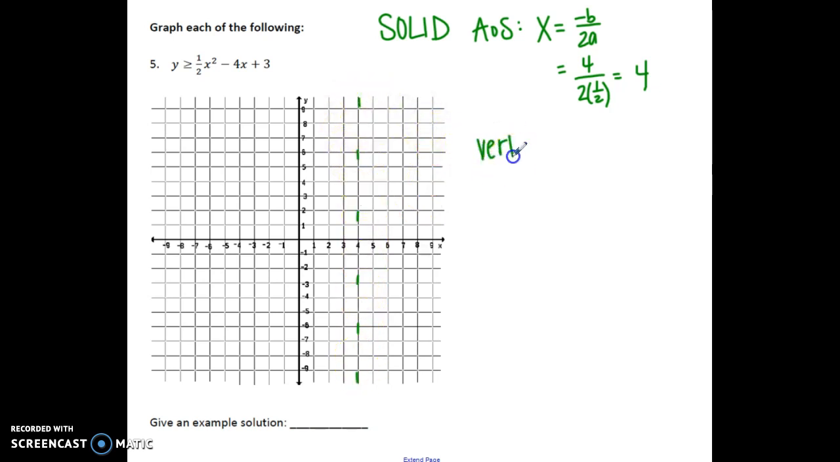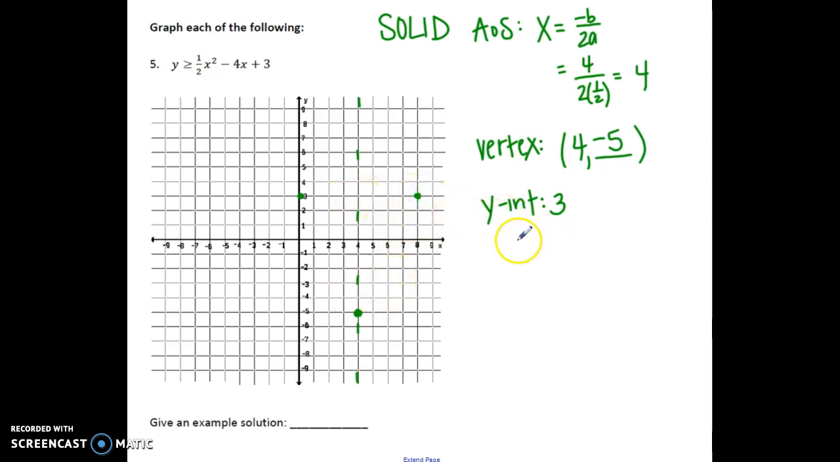So to find the vertex, we take 4, plug it in and see what we get out. In this case, when you plug in 4, you should get out negative 5. So our vertex is down here at (4, -5). We can graph the y-intercept, which is the constant 3. So we have that and we can reflect it over our axis of symmetry. So we know we also have a point over here.